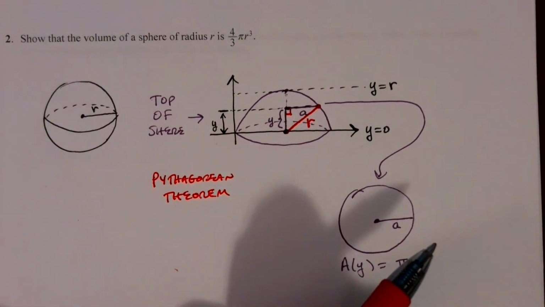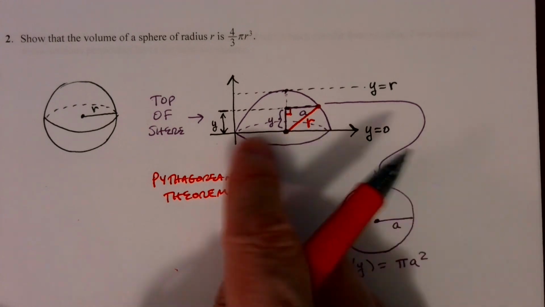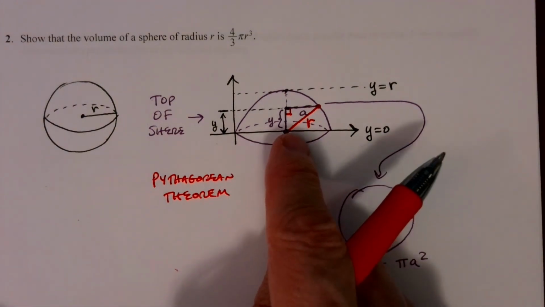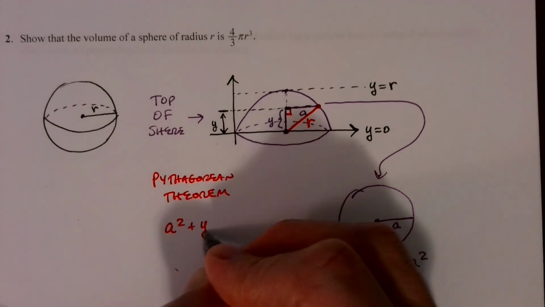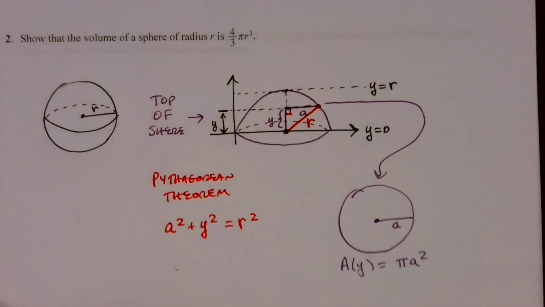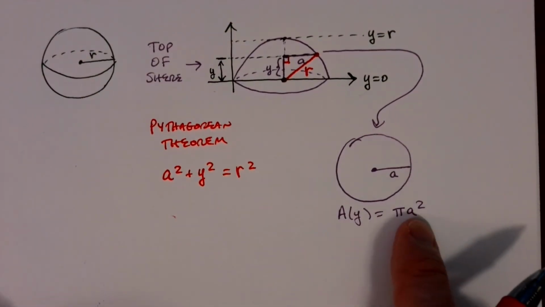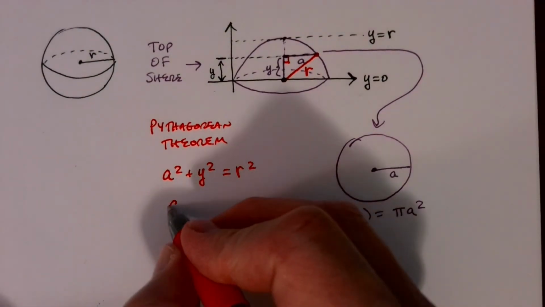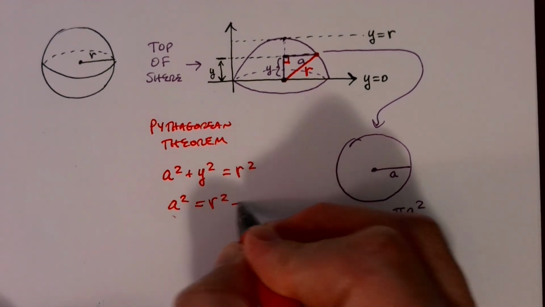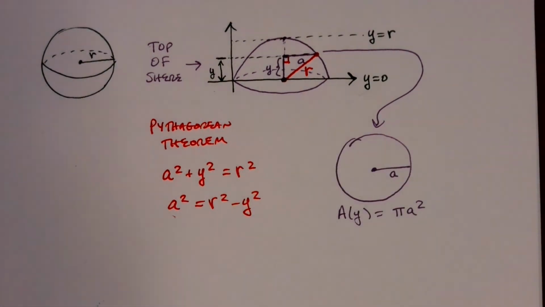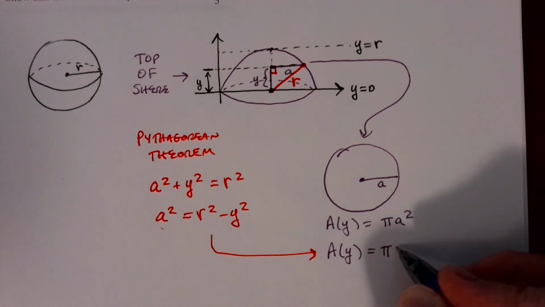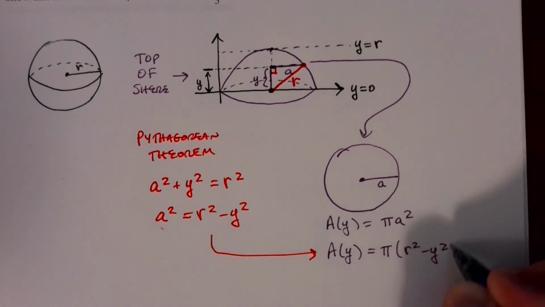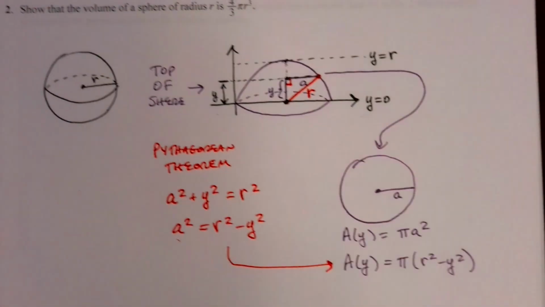y is the height up from the x-axis that we are, and then r is that fixed hypotenuse. So I know that a squared plus y squared is equal to r squared by the Pythagorean theorem. Now I need to know what a squared is. I can solve for a squared by just subtracting y squared. And so from that, I see that my area as a function of y is pi times a squared, which is pi times r squared minus y squared. And there is my cross-sectional area.